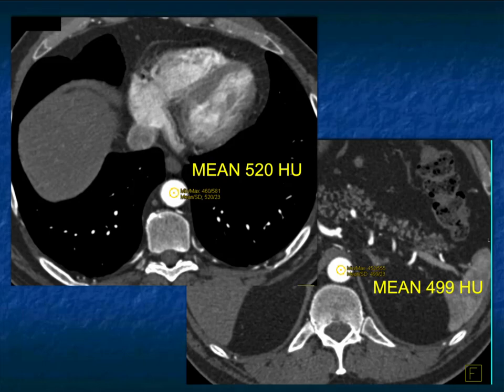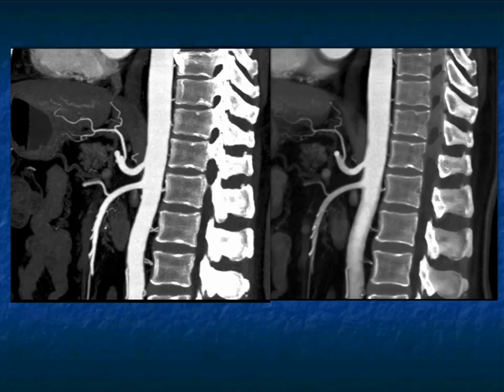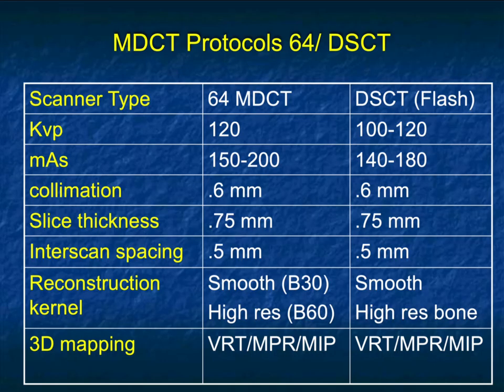The ability to pick up subtle pathology is really based on a good injection. And you can see very nicely here the images you can create looking at the celiac and SMA with no flow-related artifacts. So a good injection will prevent any of those pseudo lesions.